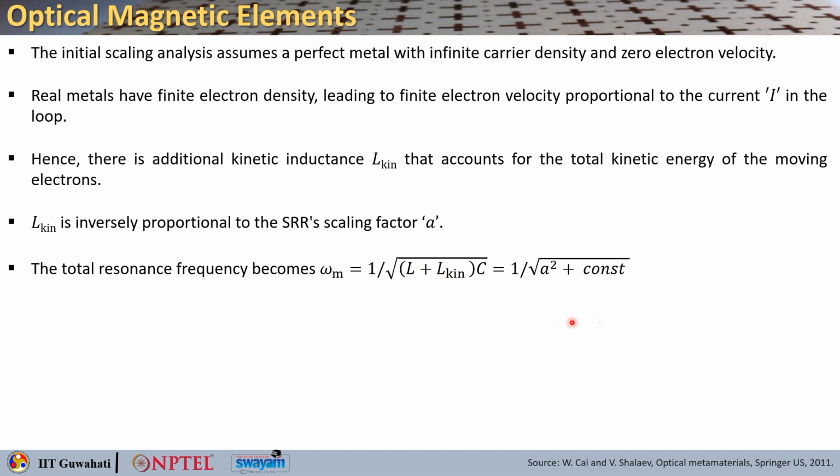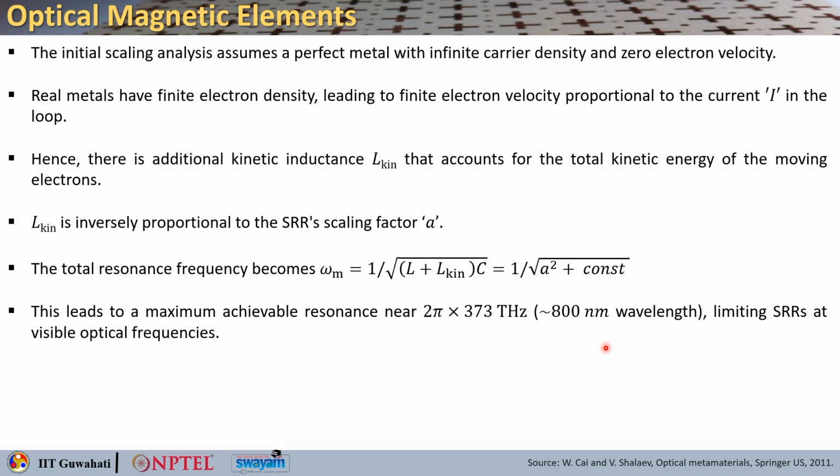So, what happens is that both L and L_kin have inverse proportionality with A. With that, you can get to this particular factor, which will give you 1 over square root of A squared plus a constant. This constant is basically coming from the product of C and L_kin, which is the origin of the scaling saturation in the split ring resonators.